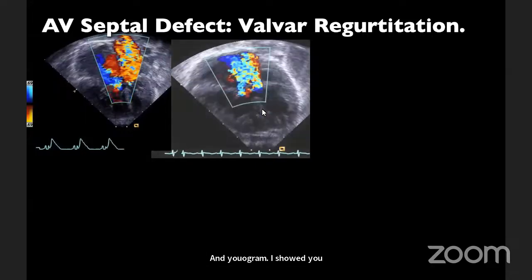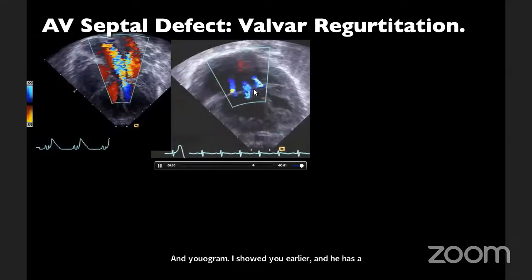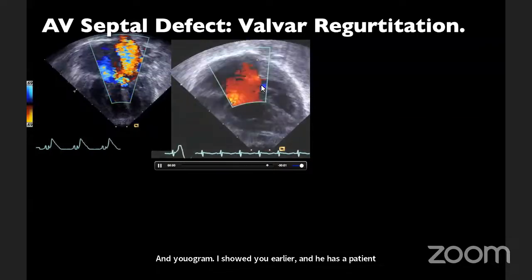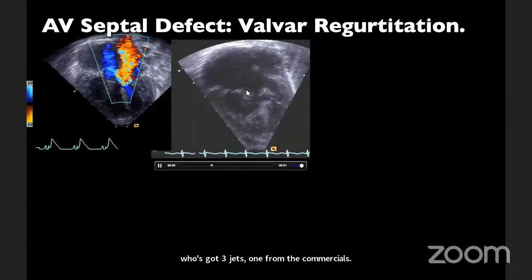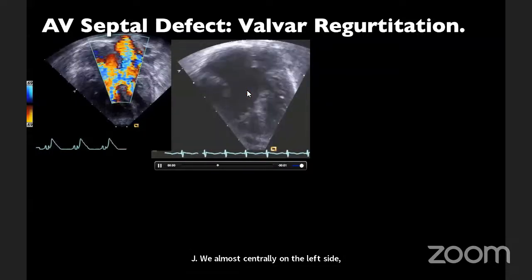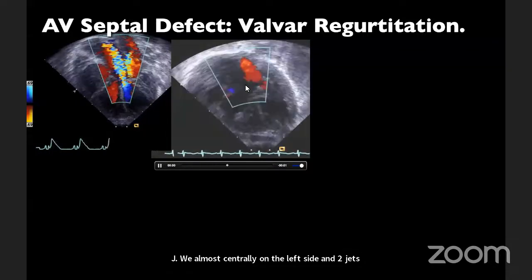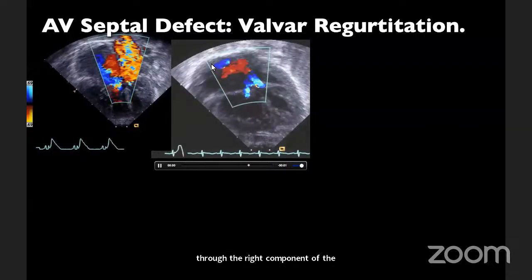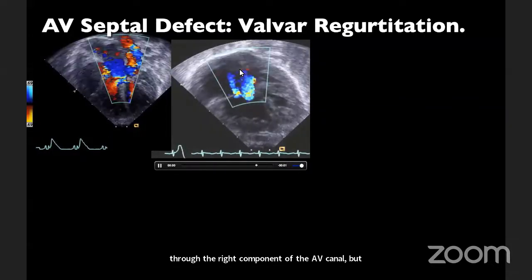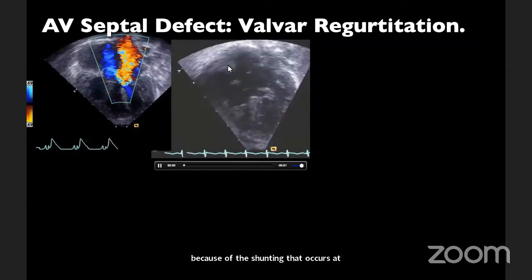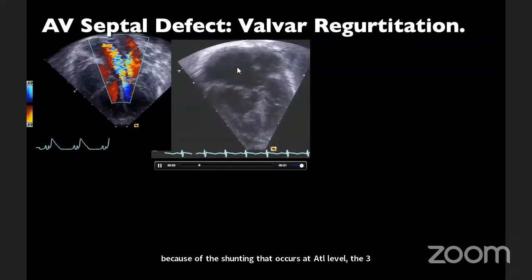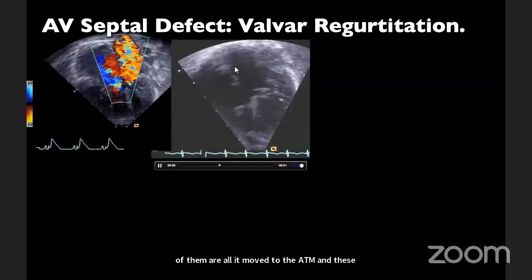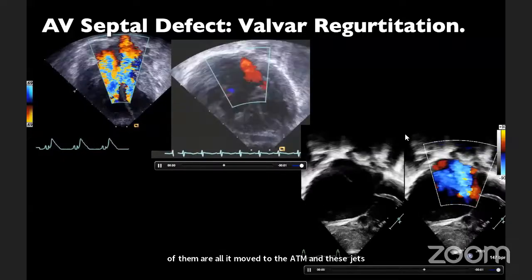And here's a patient who's got three jets, one from the commissural jet almost centrally on the left side, and two jets through the right component of the AV canal. But because of the shunting that occurs at atrial level, the three of them are all moved to the atrium, and these jets actually entrain each other into a common jet in the end run.